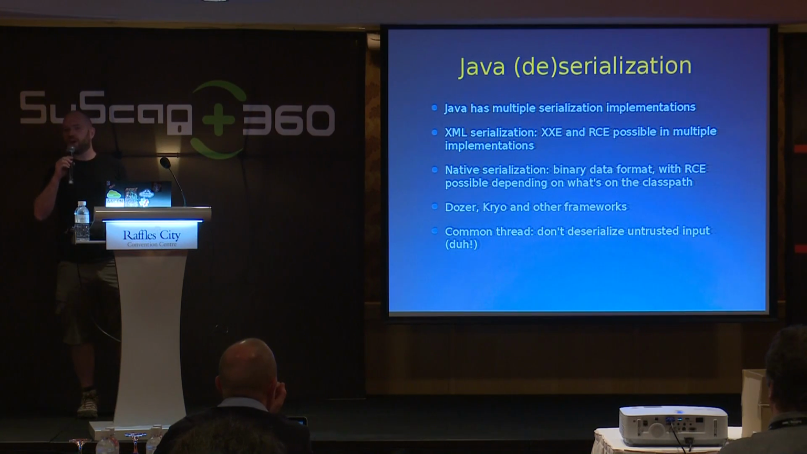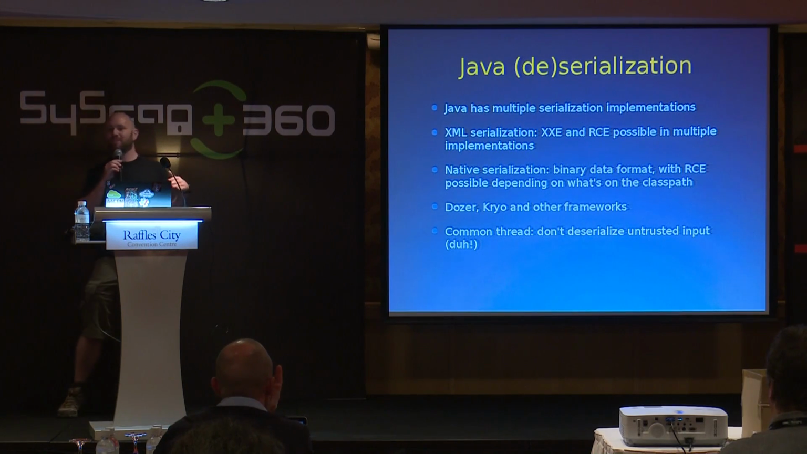The common thread here is kind of obvious. Don't deserialize untrusted user-supplied input. And that's a bit of a no-brainer. I think everybody knows that. But we're going to dig into some details there, particularly around native serialization, where many people, including myself, contended that that was not the case.